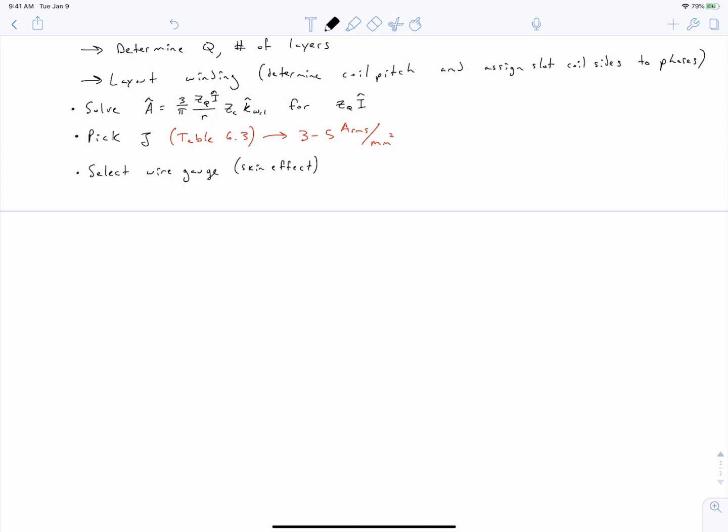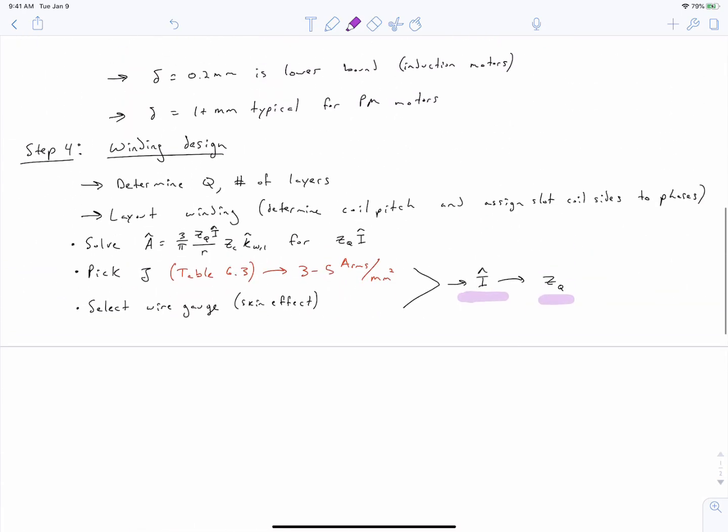When we've made these two selections, you now have a conductor cross-section based on your wire gauge and the allowable number of amps per millimeter squared. And you can solve this to determine your coil terminal current rating, which then you can solve from this expression to determine how many turns you need within your coil. So this step has given us a value of I hat, it's given us a value of ZQ, and it's given us a winding layout so that we know what our winding factors are, we know how many slots we have, how many layers we have.